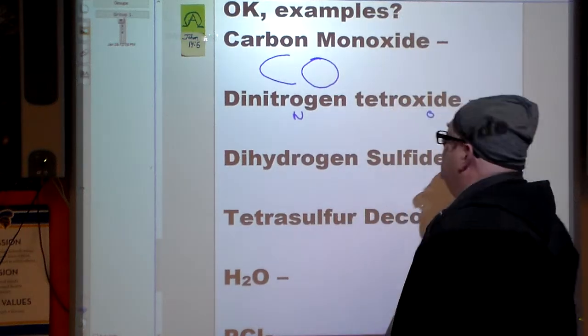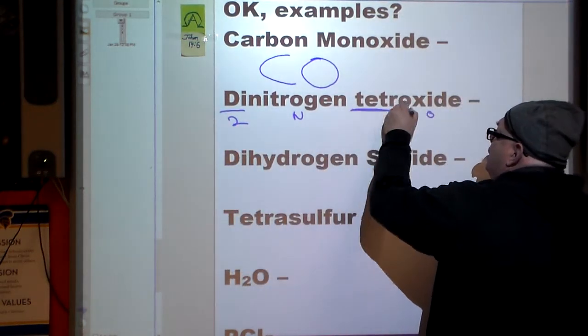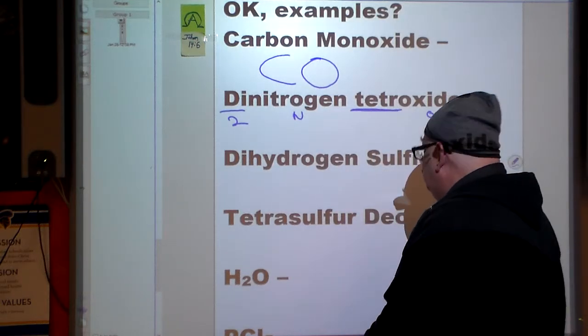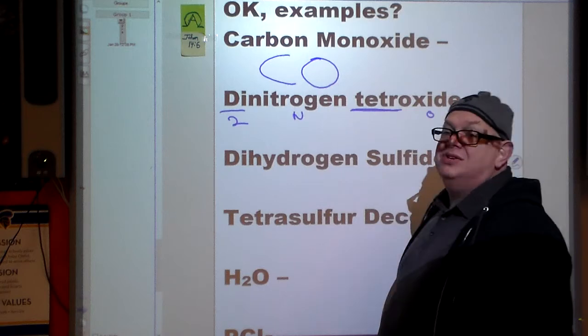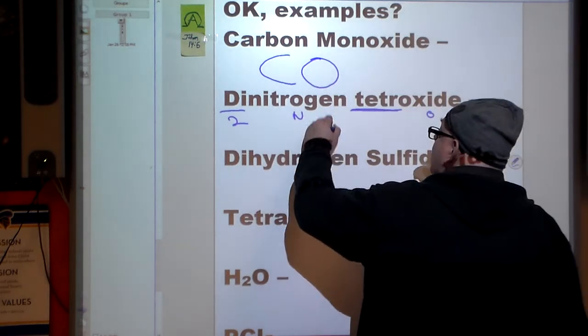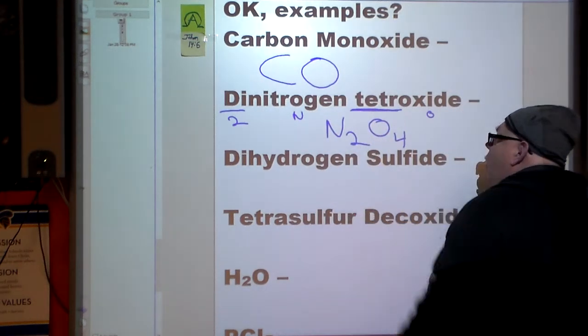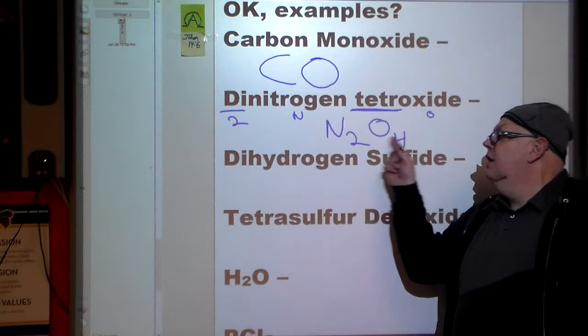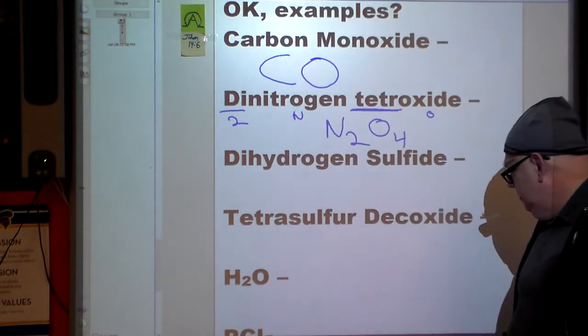Okay. So di means 2, tetra. You'd say, but wait, you told us about tetra, T-E-T-R-A. You're right, but you've got an oxide in there, so it'll be tetroxide. So this is going to be N2O4. That is the correct formula for dinitrogen tetroxide.